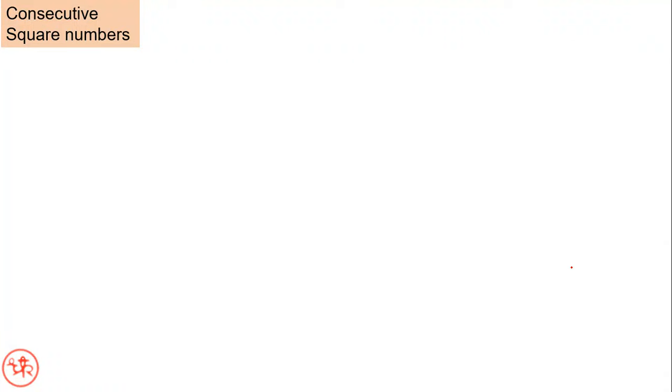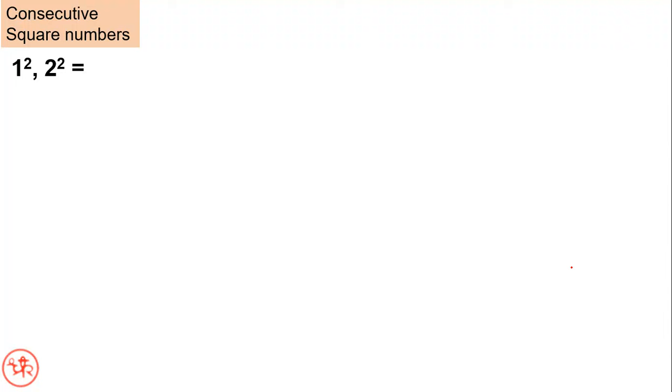Abhi dusra pattern apan discuss karenge: consecutive square numbers. So what do consecutive square numbers mean? For example, what are the consecutive square numbers? 1, that is the square of 1. 4, that is the square of 2. Consecutive square numbers means 1 square, 2 square. Is that clear? 1 square, 2 square. Is that clear?